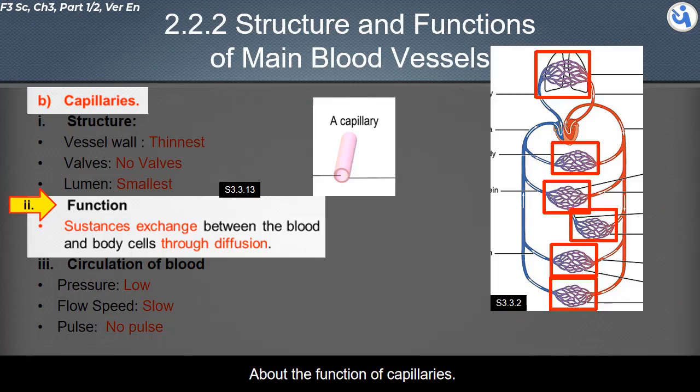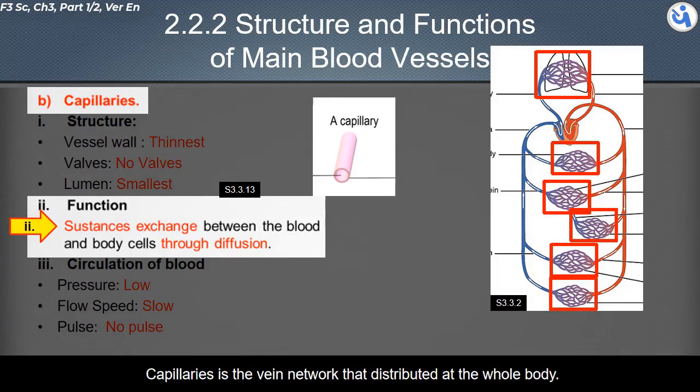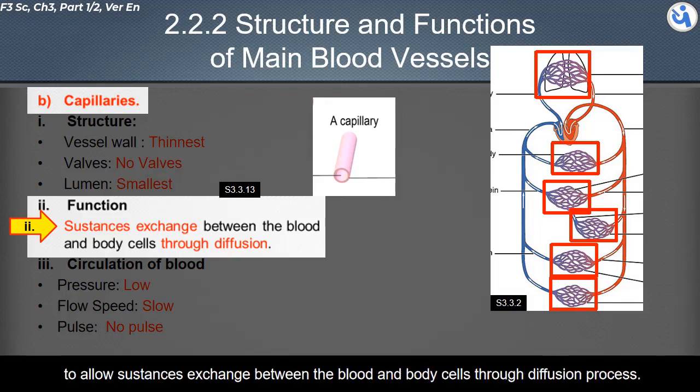About the function of capillaries. Capillaries are the vessel network that is distributed throughout the whole body, to allow substances exchange between the blood and body cells through the diffusion process.